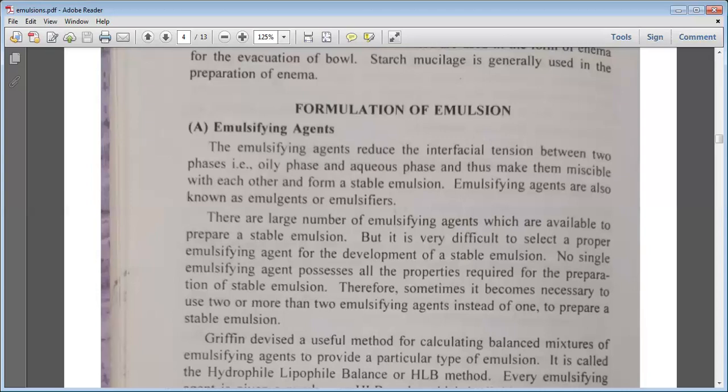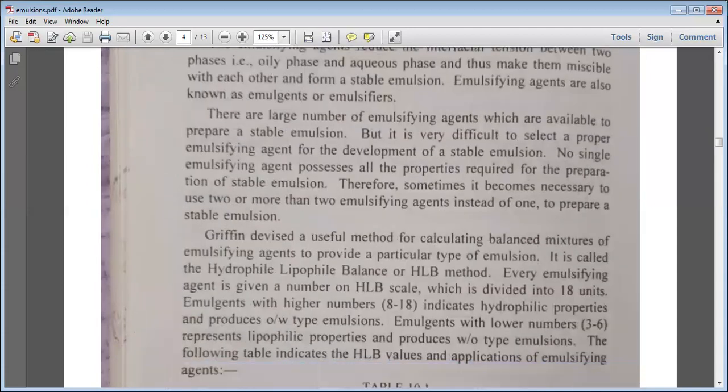Therefore, sometimes it becomes necessary to use two or more emulsifying agents in combination in order to prepare a stable emulsion. Griffin was one of the scientists who invented the HLB scale. Griffin devised a useful method for calculating the balanced mixtures of emulsifying agents to provide a particular type of emulsion. It is called the hydrophilic lipophilic balance, or HLB scale or HLB method, used to determine the balanced mixtures of emulsifying agents to be used for the preparation of a stable emulsion.